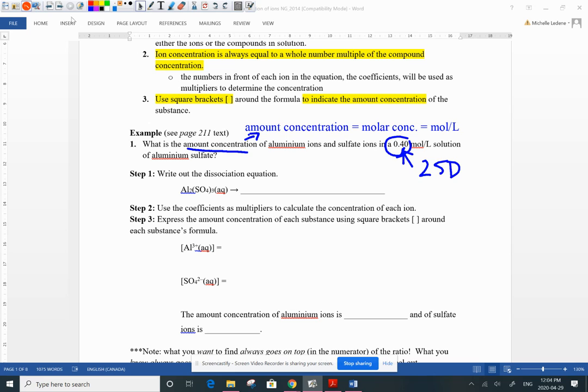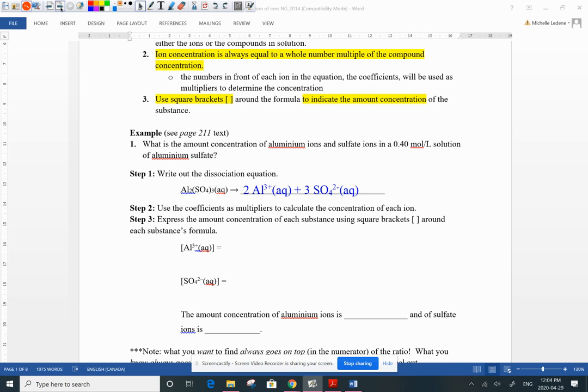And so now we're just going to start going through the steps. So first up, what do I write out? My dissociation equation. So this is soluble. It breaks apart into 2 aluminum ions and 3 sulfate ions. So these numbers out front, these coefficients, these guys are going to be our multipliers when we're going and calculating our ion concentrations. Okay, so here's how we're going to do that.